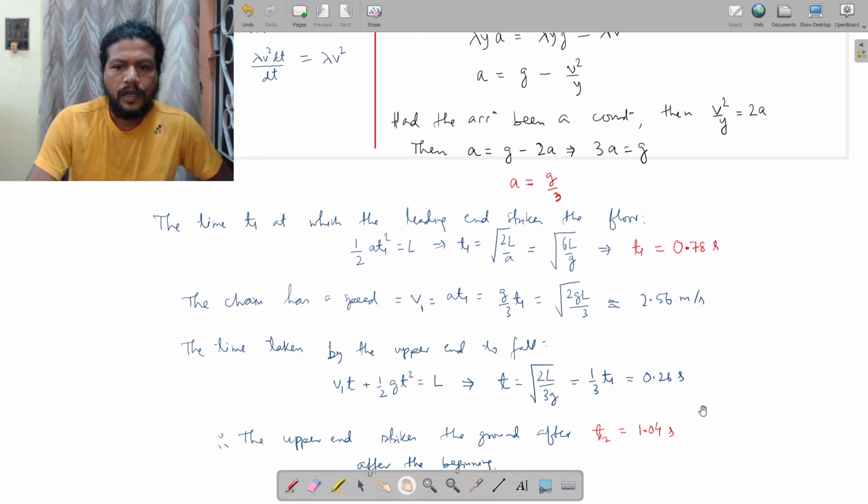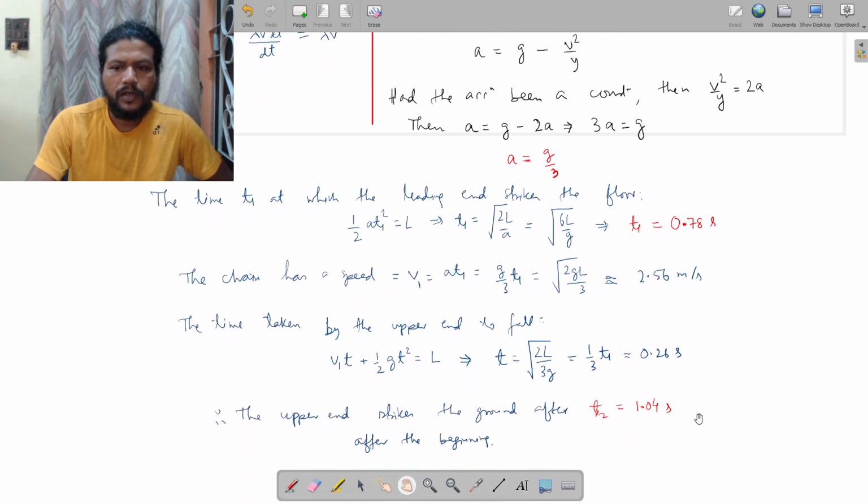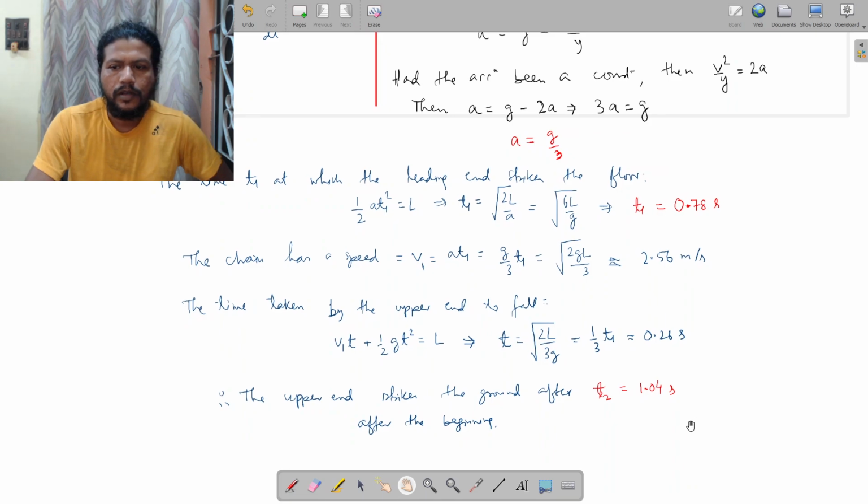Okay. I hope this is going to be a useful trick, which is useful for exams like the JEE or even other exams.